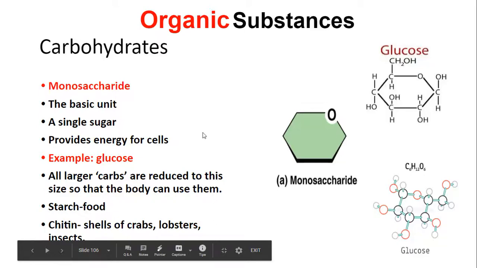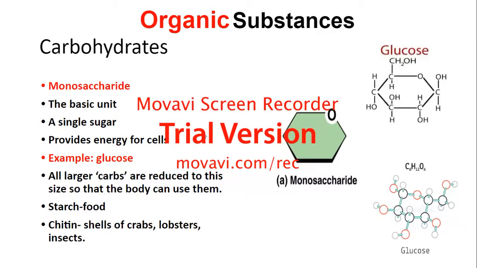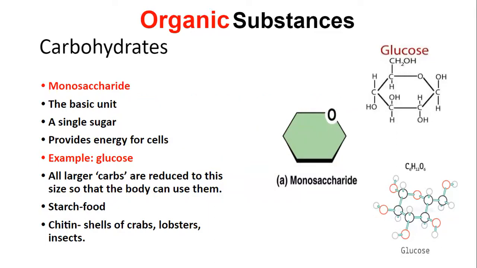All right, so organic substances. Carbohydrates, very important. Monosaccharide, mono, that prefix means one. Basic unit of a single sugar. Example is glucose. And again, monosaccharides, glucose is one of the main energy sources for the cells.